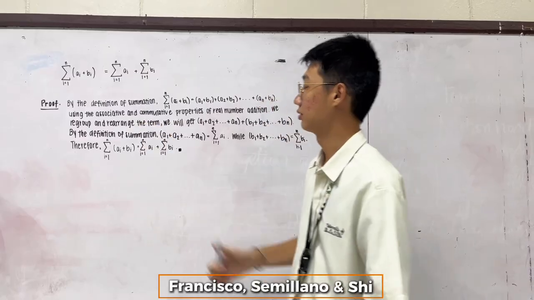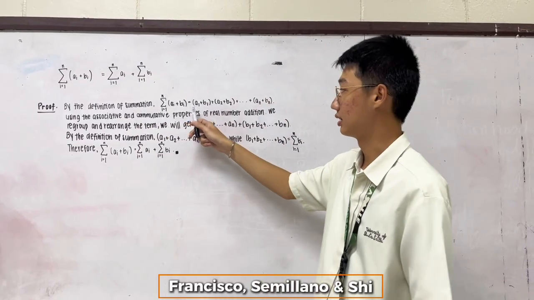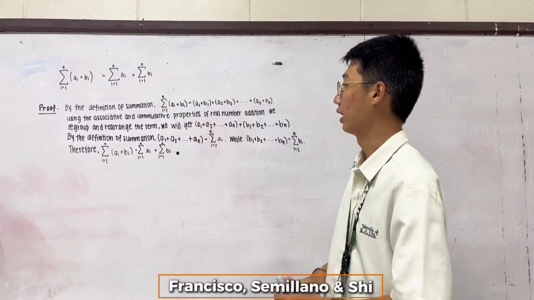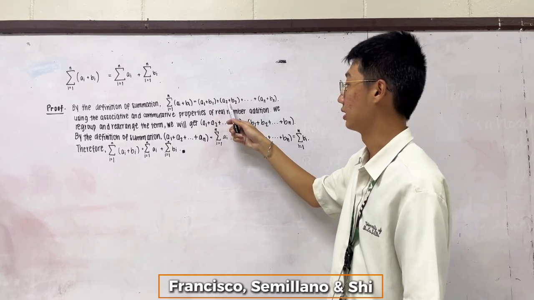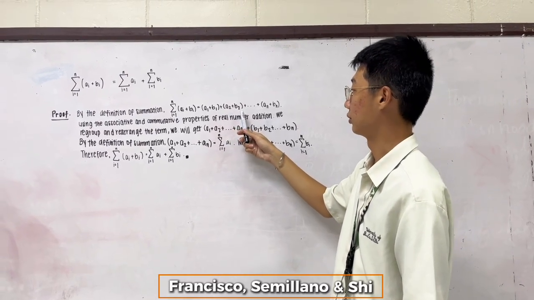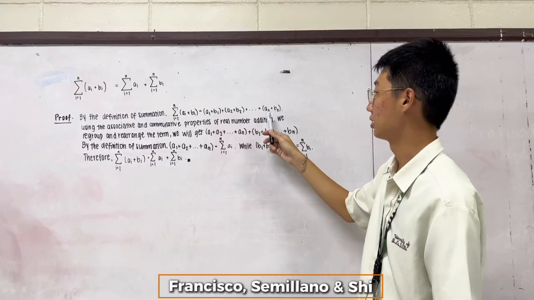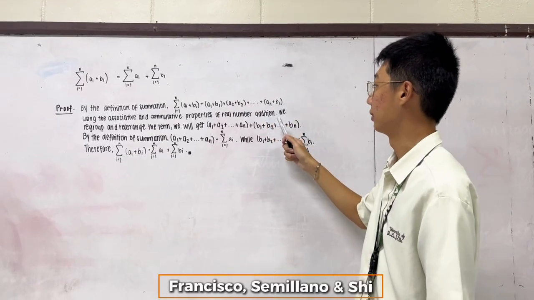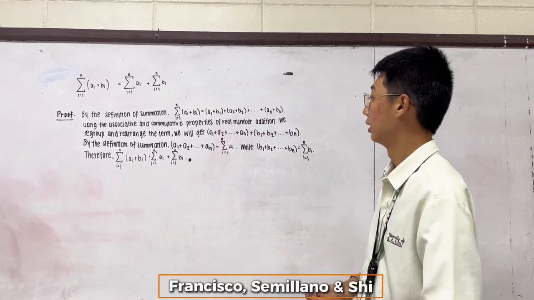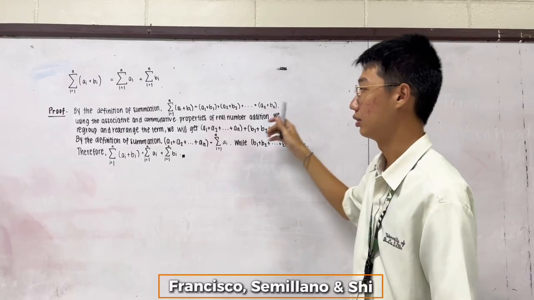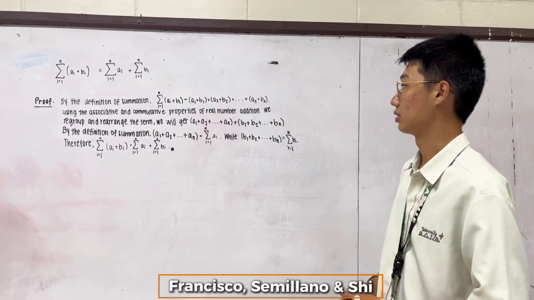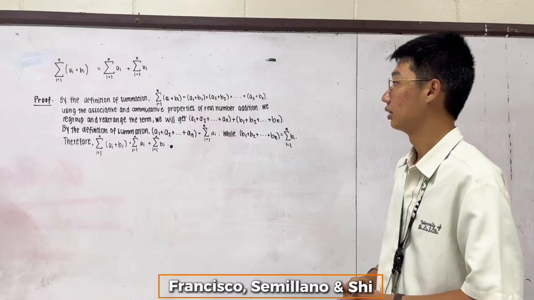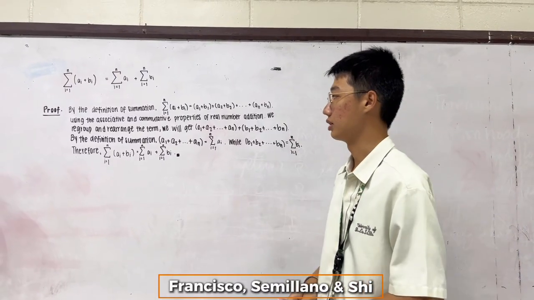By the definition of summation, we can rewrite this as the quantity a sub 1 plus b sub 1, plus the quantity a sub 2 plus b sub 2, and so on, until the quantity a sub n plus b sub n. And after we get this, we use the associative and commutative properties of real number addition. Then we regroup and rearrange the terms.